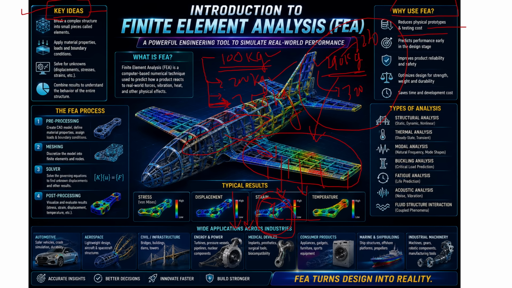Another point is predicting performance early in the design stage. What is meant by predicting performance early in the design stage? I'll just show you. Suppose I wanted to design this aircraft structure, and I wanted to add different kinds of rails, as you can see. These are horizontal rails and vertical rails.